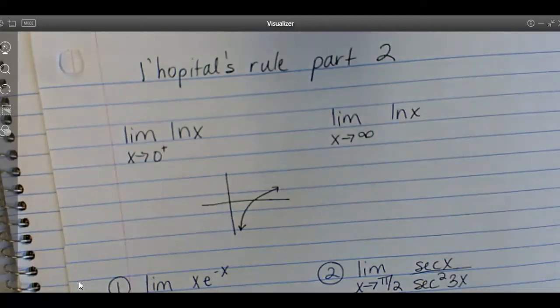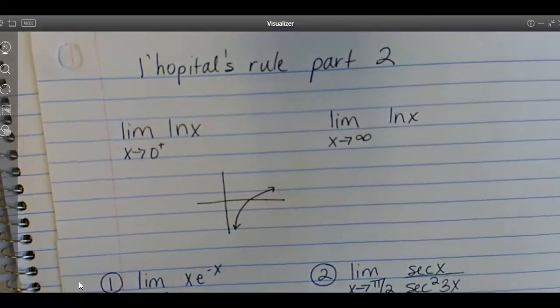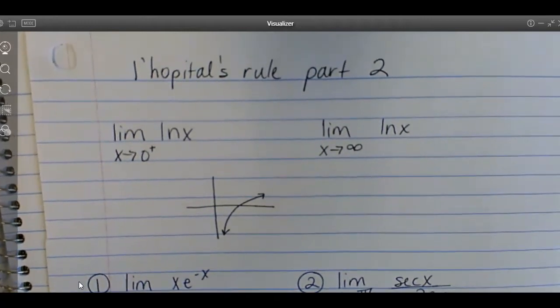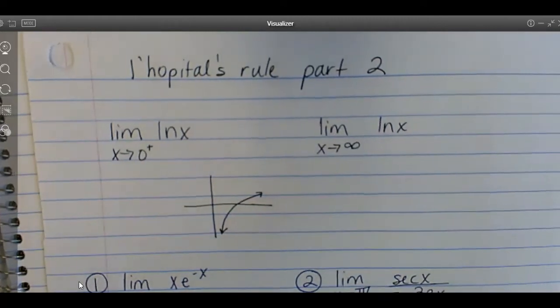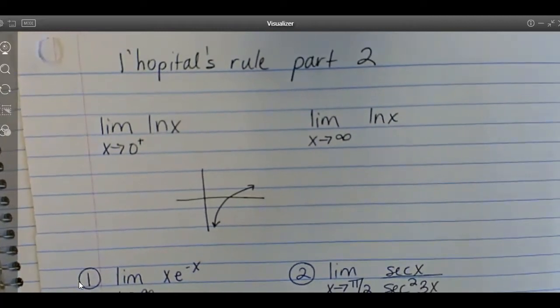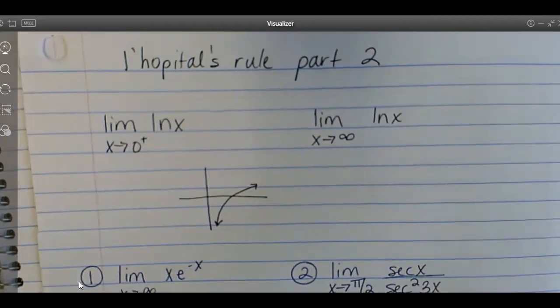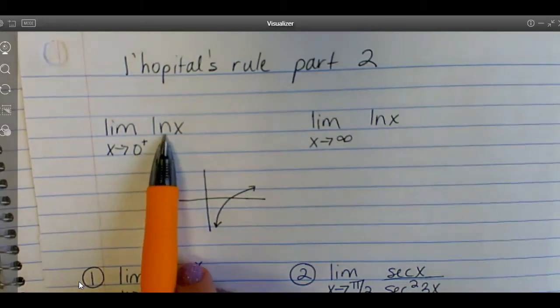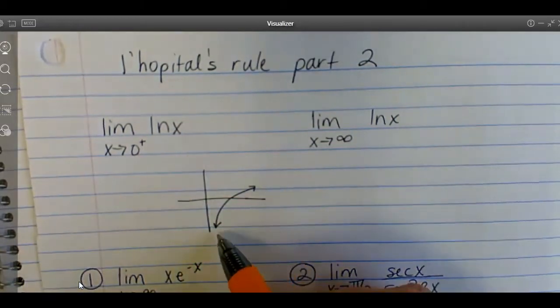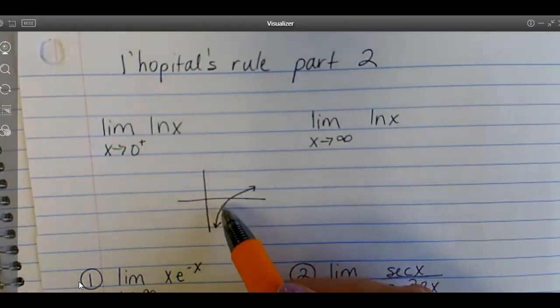Okay, so we've been doing some things with L'Hopital's rule, and we're going to continue talking about that. There's some other kinds of functions that we would have and things that we want to find the limit of that might be important. Before we go on, I just want to remind you a little bit about natural log of x. If we have the limit as x approaches 0 from the right of natural log of x, we want to think about the way the graph of natural log of x looks.